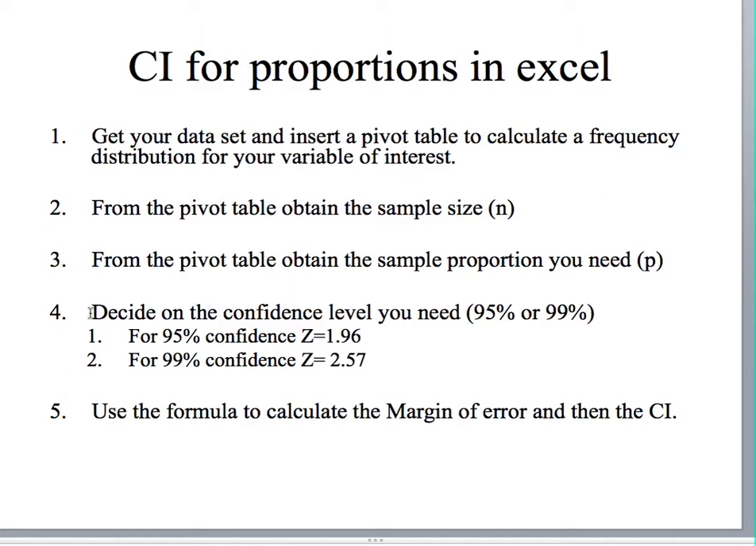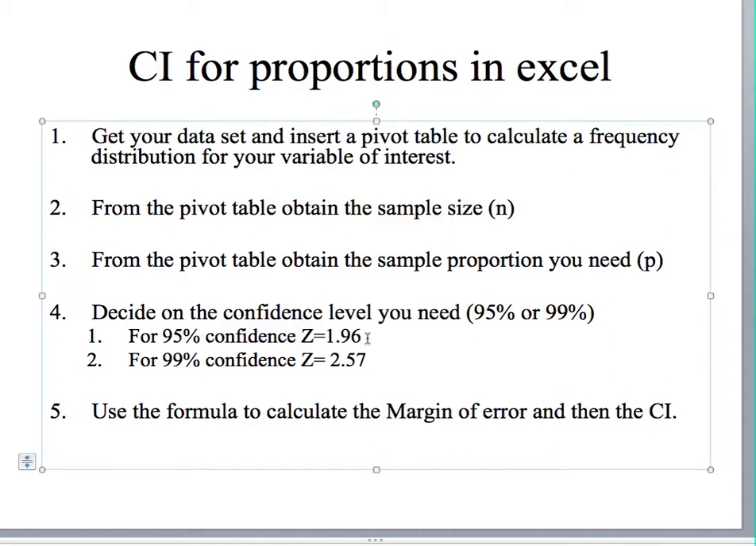well, here you can get this from Excel, but you can also remember that for 95% confidence you need a z of 1.96. For 99% confidence you need a z of 2.57. And we will use the formula to calculate a margin of error and then the confidence interval using Excel.